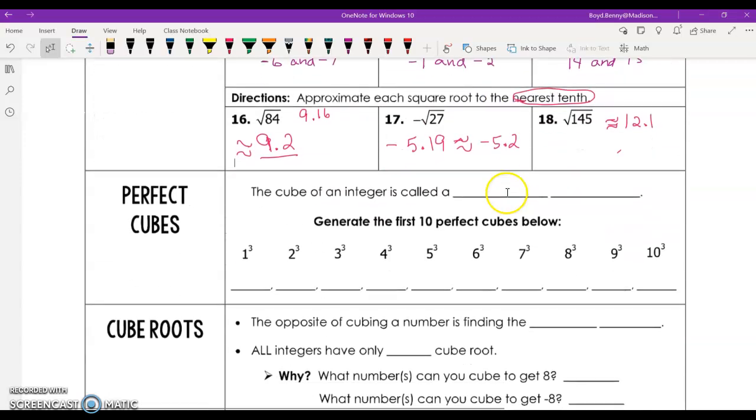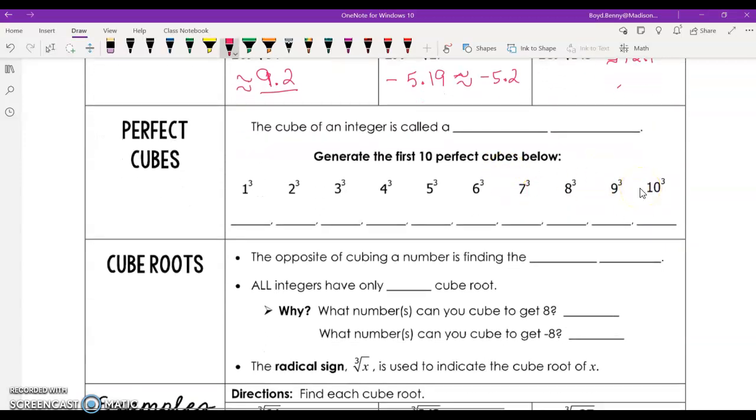Okay, so let's move on down the page to cubes. The cube of an integer is called a perfect cube. Okay, so 1 cubed would be 1, because 1 times 1 times 1 is 1. 2 cubed would be 2 times 2 times 2. Well, 2 times 2 is 4, times 2 would give me 8. Okay, 3 cubed would be 3 times 3 times 3, and that gives us 27, because 3 times 3 is 9, and 9 times 3 is 27.